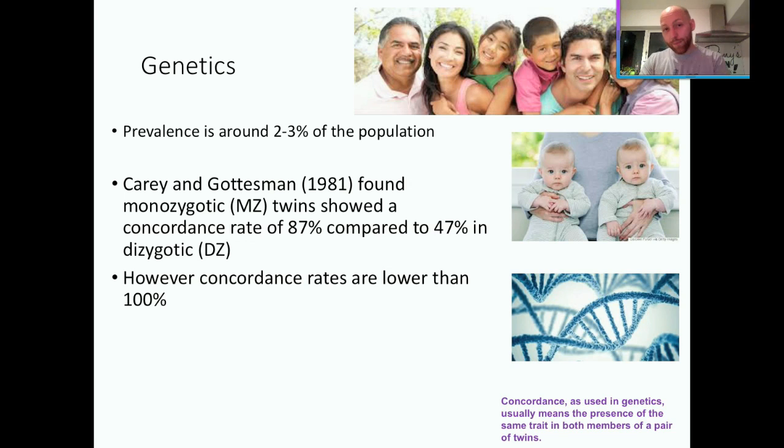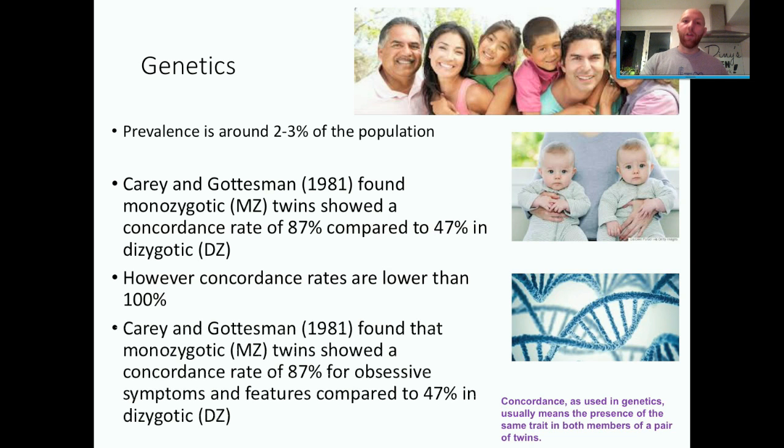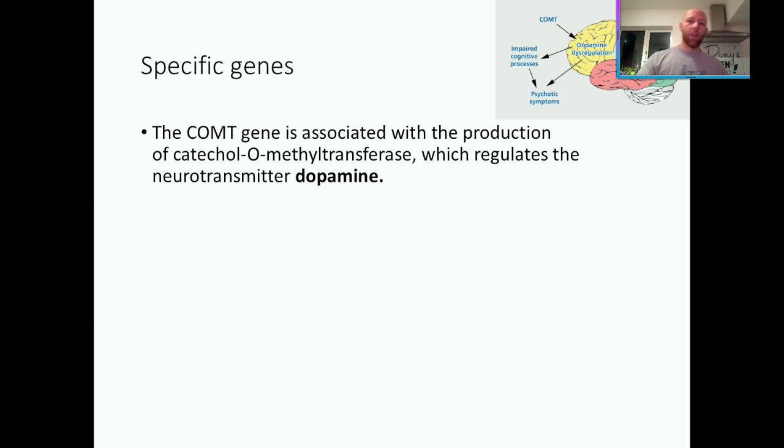However, it's not 100%. If it was 100%, you could put it down purely to genetics. Because it isn't, we have to suggest that there's probably an environmental contribution. Specific genes then. Who are the culprits? Well, researchers tended to focus on two particular genes. One is the COMT gene, and this is linked to the regulation of the neurotransmitter dopamine.